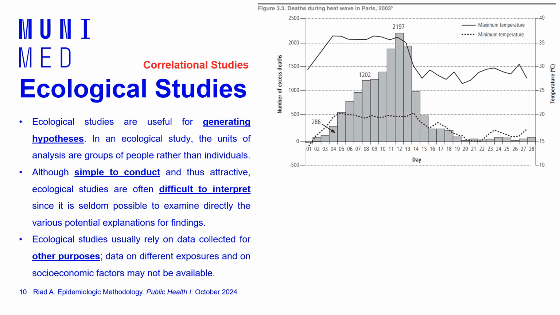Here, when you look at this graph, this is the death toll during the heat wave in Paris in the year 2003. You can see that there is some sort of correlation with the daily temperature, which is represented by the connected lines, either the maximum or the minimum temperature. At the same time, you can see in the histograms, or these bars, the number of deaths every day. And you may think that there was some correlation between the high temperature of the weather at this time and the increased number of deaths.